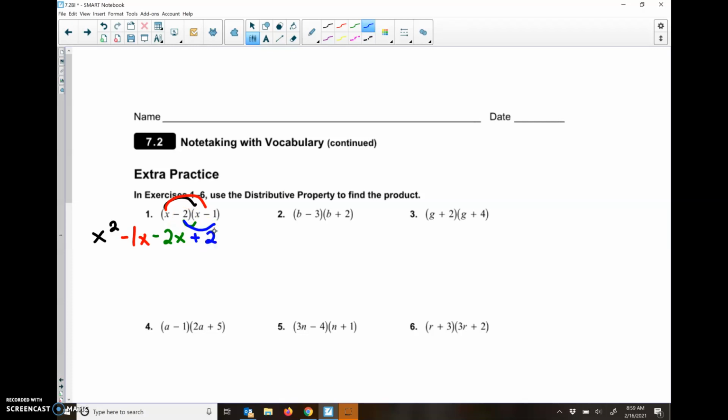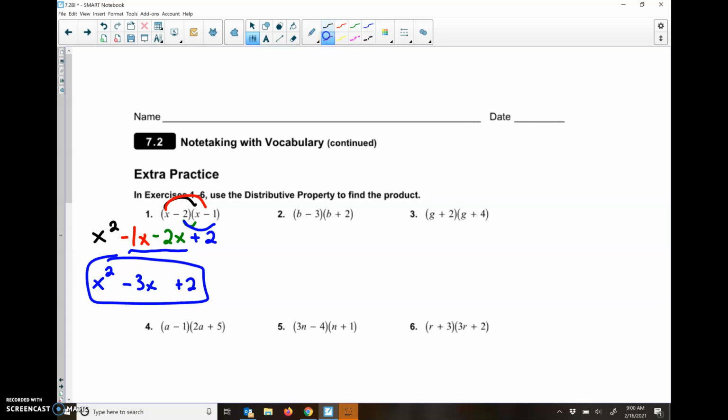Okay, if you do foiling right, you should always be able to combine these middle two because they should have the same variable and the same exponent. So x squared plus 2, and then I can rewrite this middle one, -x minus 2x is -3x, and that's just going to be my final answer there. Okay, so that's it using the FOIL method.